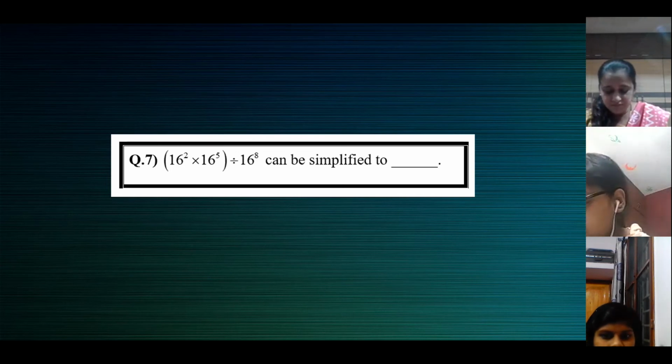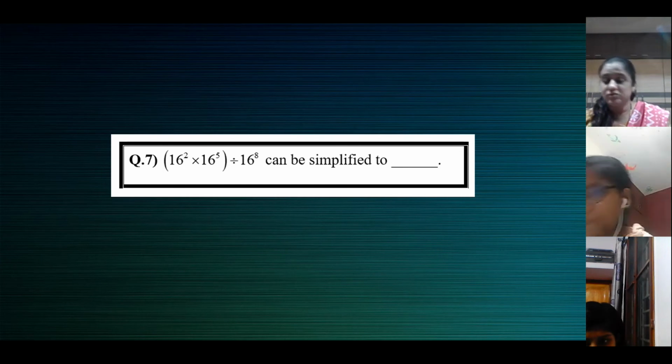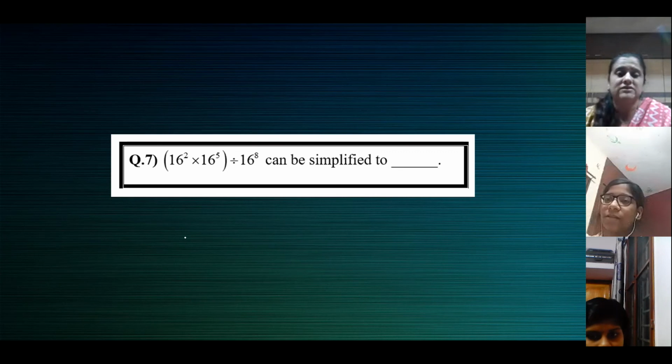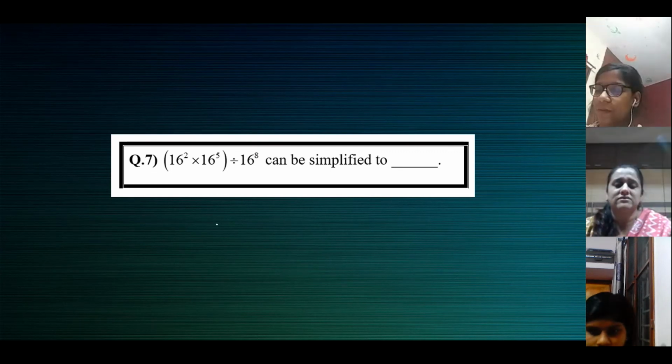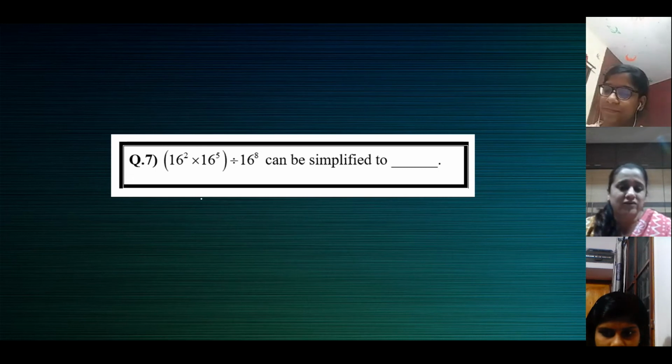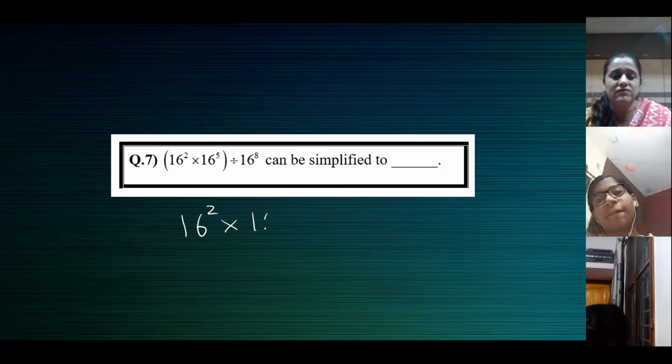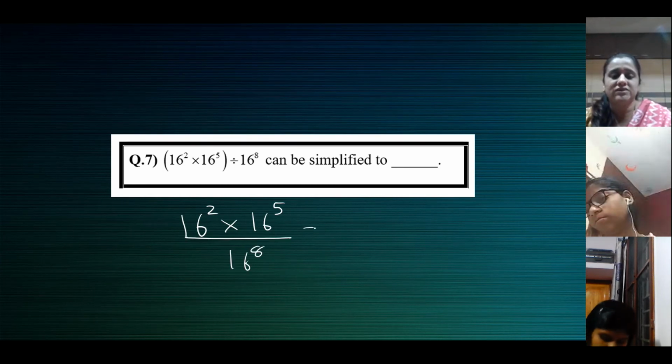I'm done, ma'am. Yes, what's the answer? Ma'am, 1 by 16. 1 by 16, ma'am. Yes, ma'am. 16 raised to the power minus 1 or 1 by 16, ma'am. Very good. So 16 square into 16 to the power 5 divided by 16 to the power 8 is 16 to the power 2 plus 5. I think I have the answer. You can see the answer.